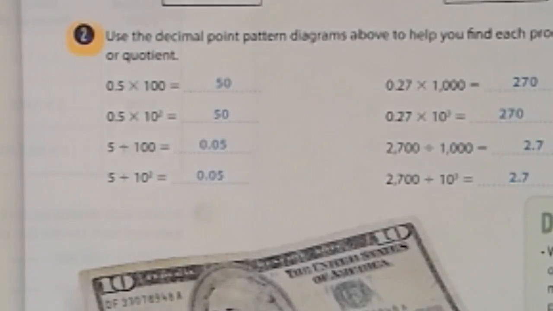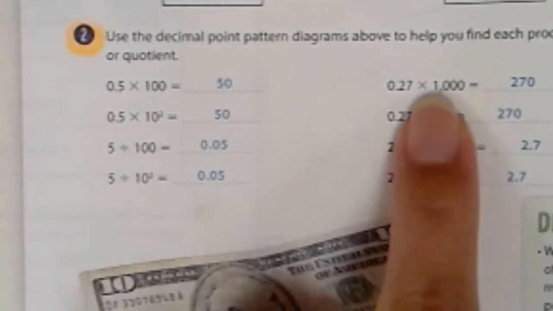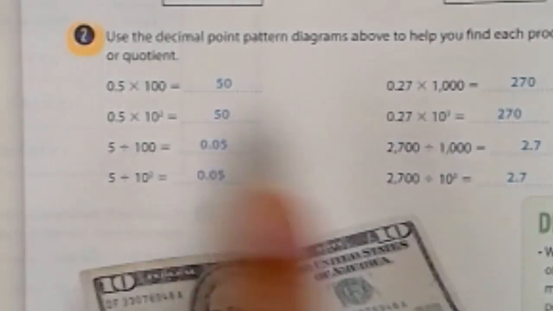The next problem that we're going to go over is on page 137, number 2. You had to use the decimal point pattern above to help you find each product or quotient. Product is when you're multiplying, like in these two and these two, and quotient is when you're dividing, like these two and these two.